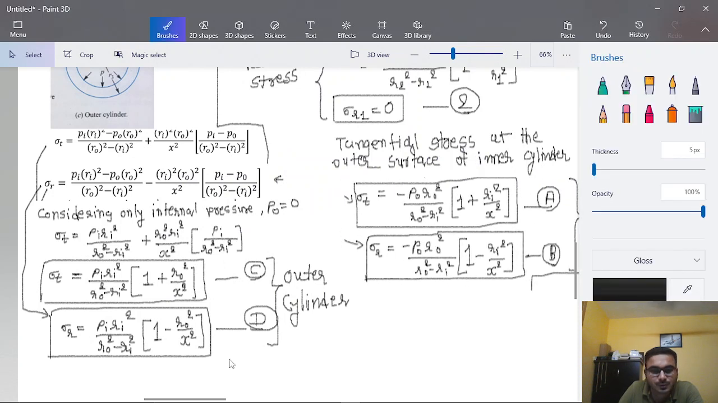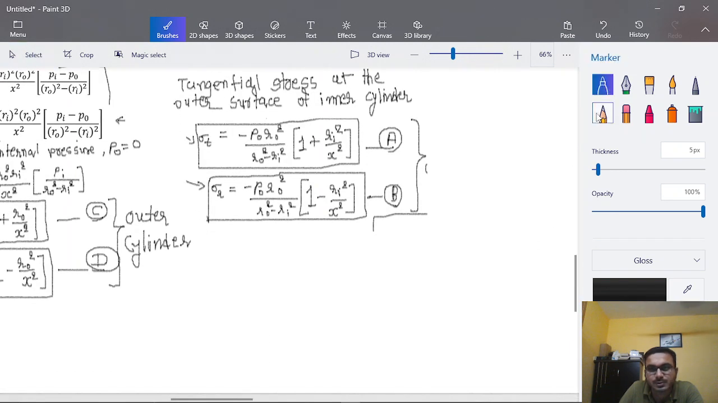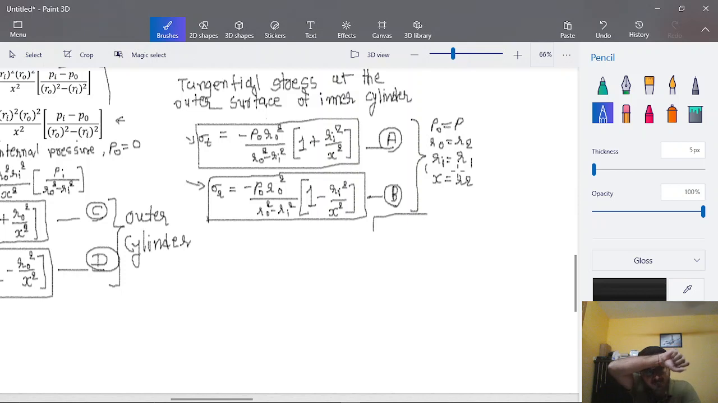So now what we will do, in this case we will put Po as P, Ro as R2, Ri as R1, and x as R2, because now we are discussing the outer surface of the inner cylinder. So what will be the value of sigma t? Let's see.